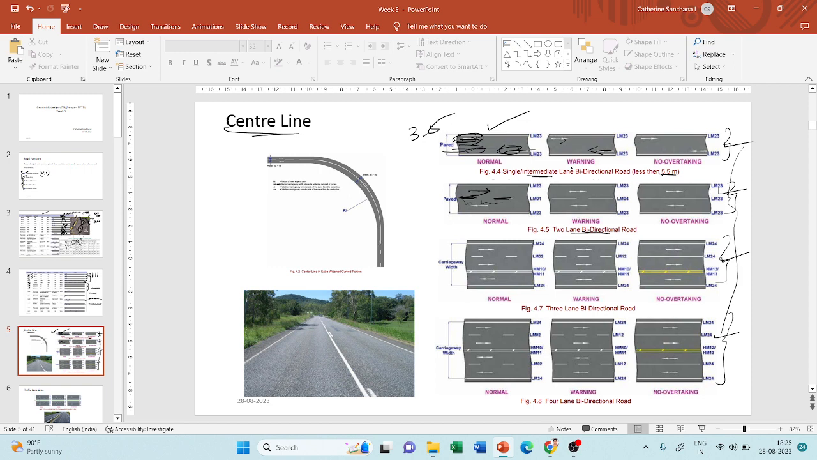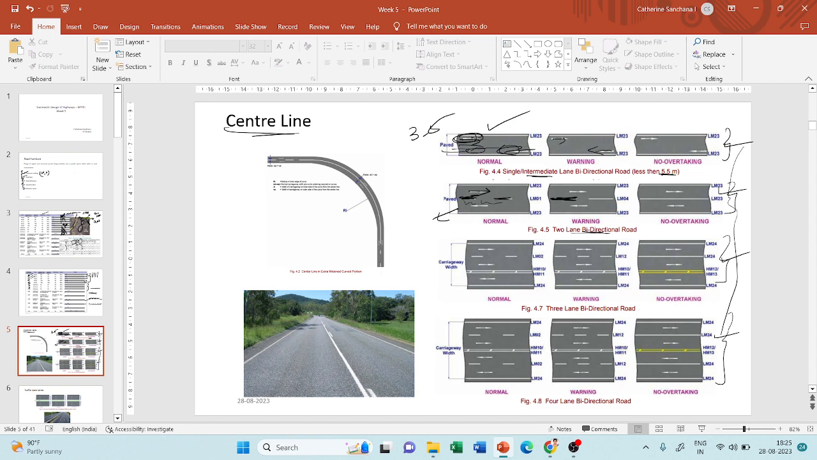So you need not be that cautious. That is what they tell you when you provide this normal center line. Okay, so overtaking is not a problem when you provide such a center line. Okay. Second one is a warning line.